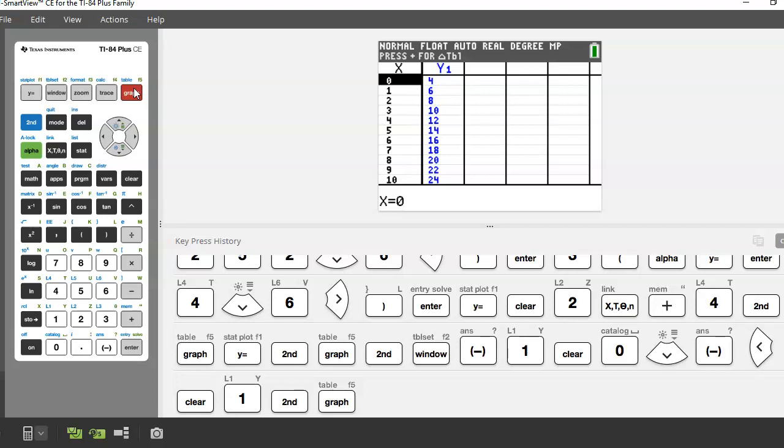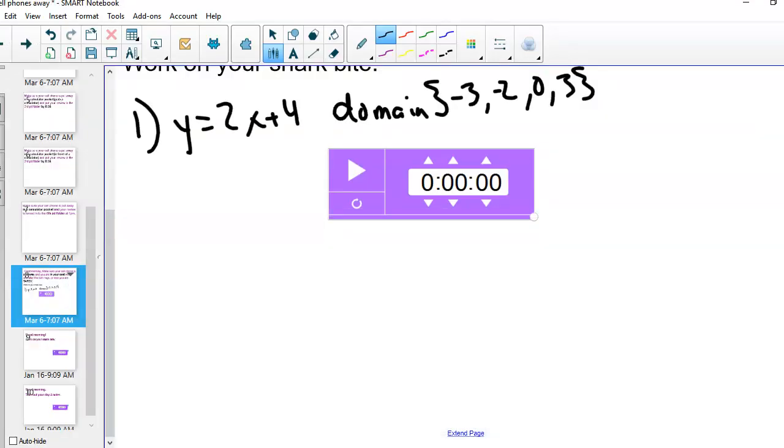We're trying to find the range at 4 different numbers: -3, -2, 0, 3. So I'm going to scroll up to -3. When x is -3, y is -2, that's one of your answers. When x is -2, y is 0, that's another. When x is 0, y is 4. And when x is 3, y is 10. So -2, 0, 4, 10 is your answer there.